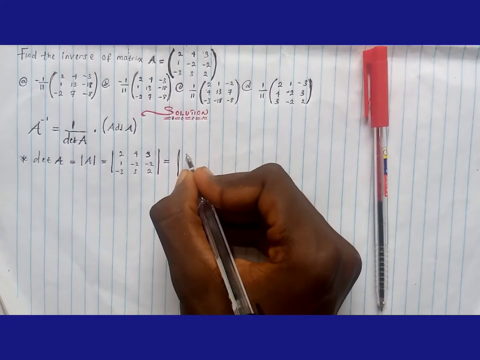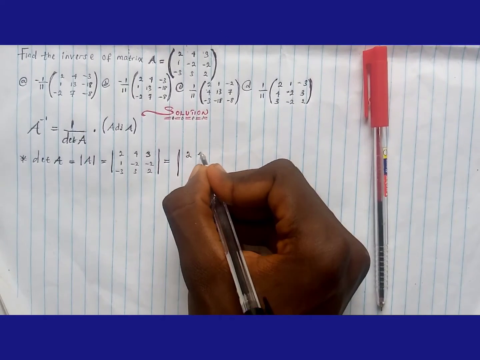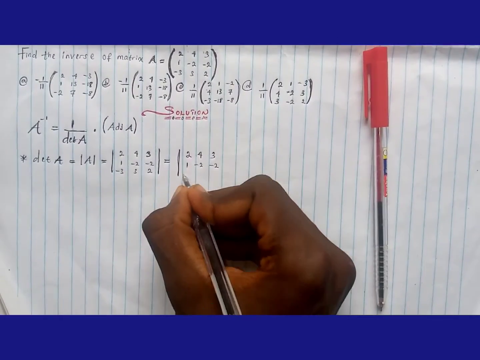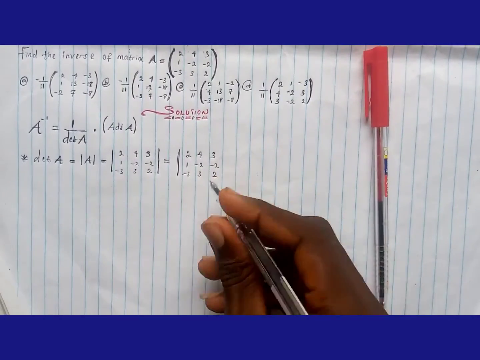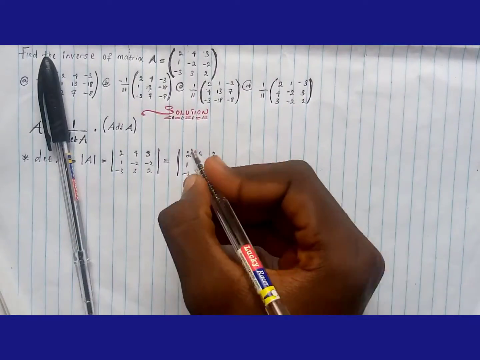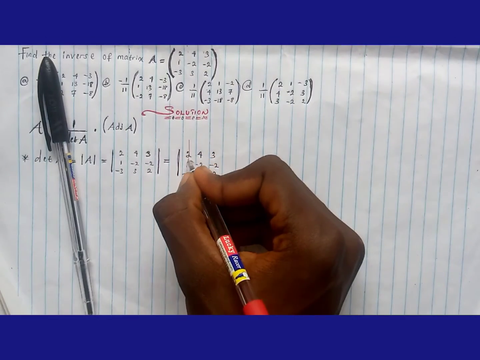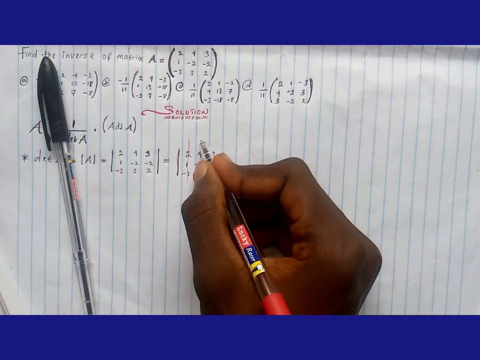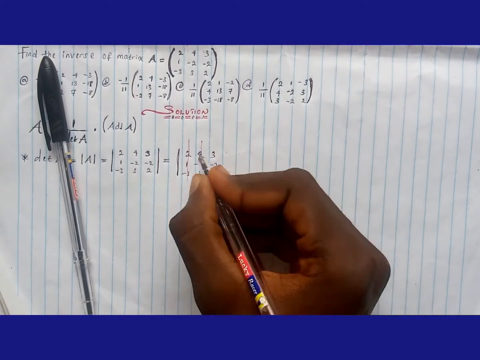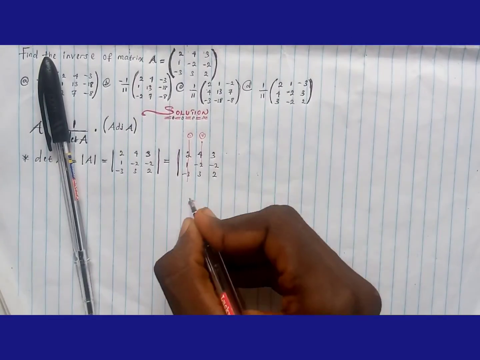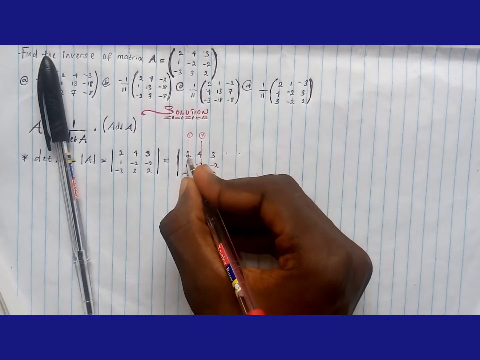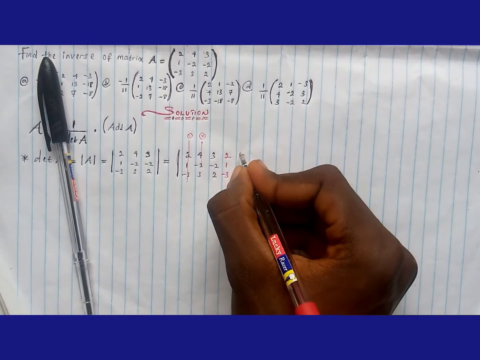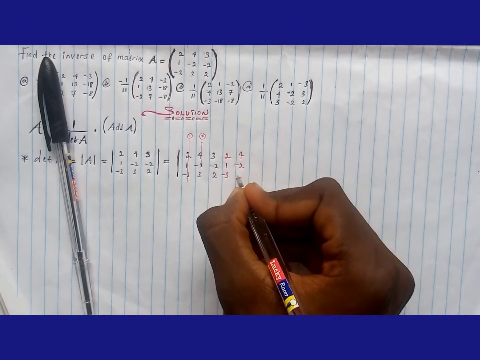Take for instance, the question is given as 2, 4, 3, 1, minus 2, minus 2, minus 3, 3, 2. Here comes the shortcut. The first thing I want to do is to repeat the first column and the second column as the fourth and fifth columns. So the first column is 2, 1, minus 3, and the second column is 4, minus 2, and 3.